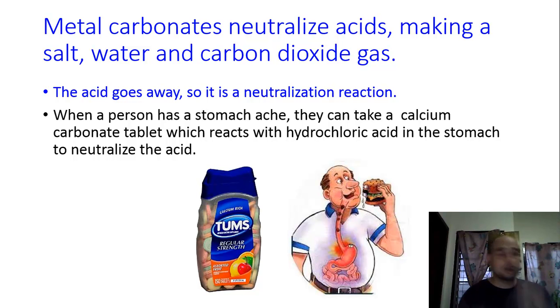Okay, metal carbonates neutralize acids, making a salt, water, and carbon dioxide gas. So, this is a neutralization reaction from our first type, but it's a specific one. With this reaction, acids and carbonates, you get 3 products: salt, water, and carbon dioxide.